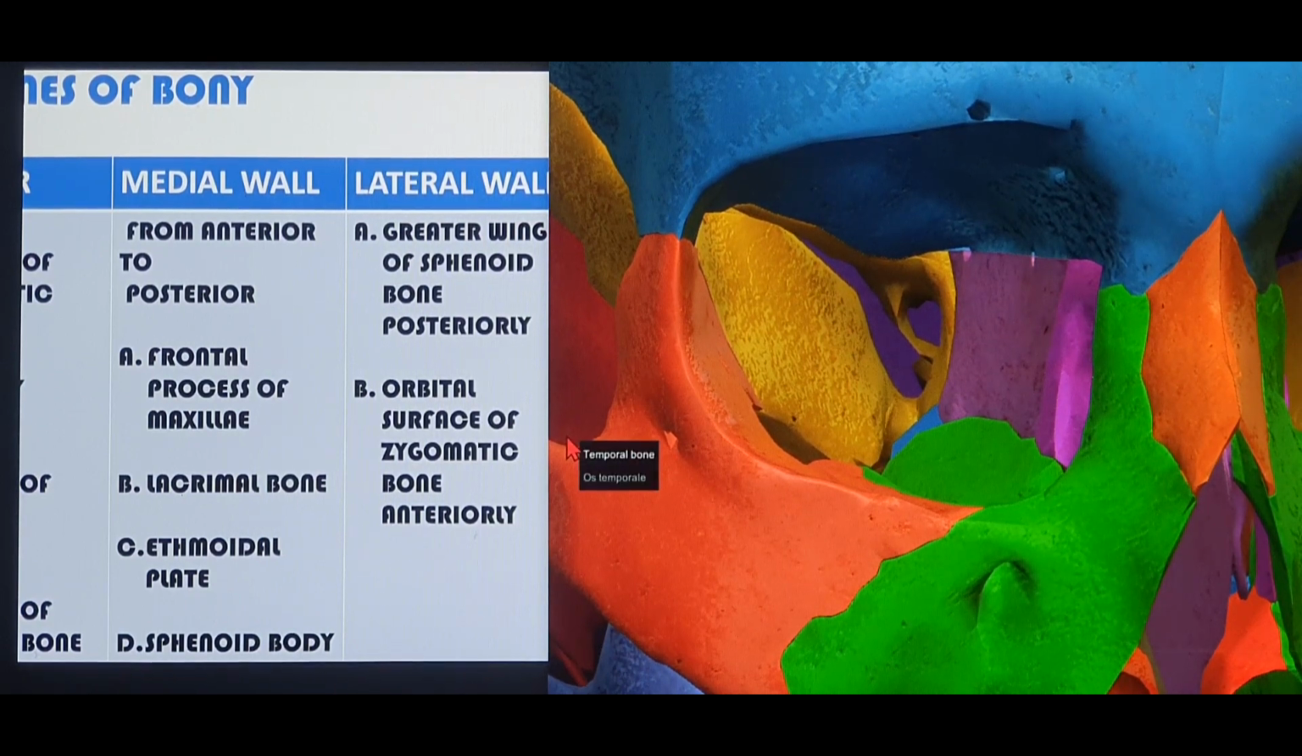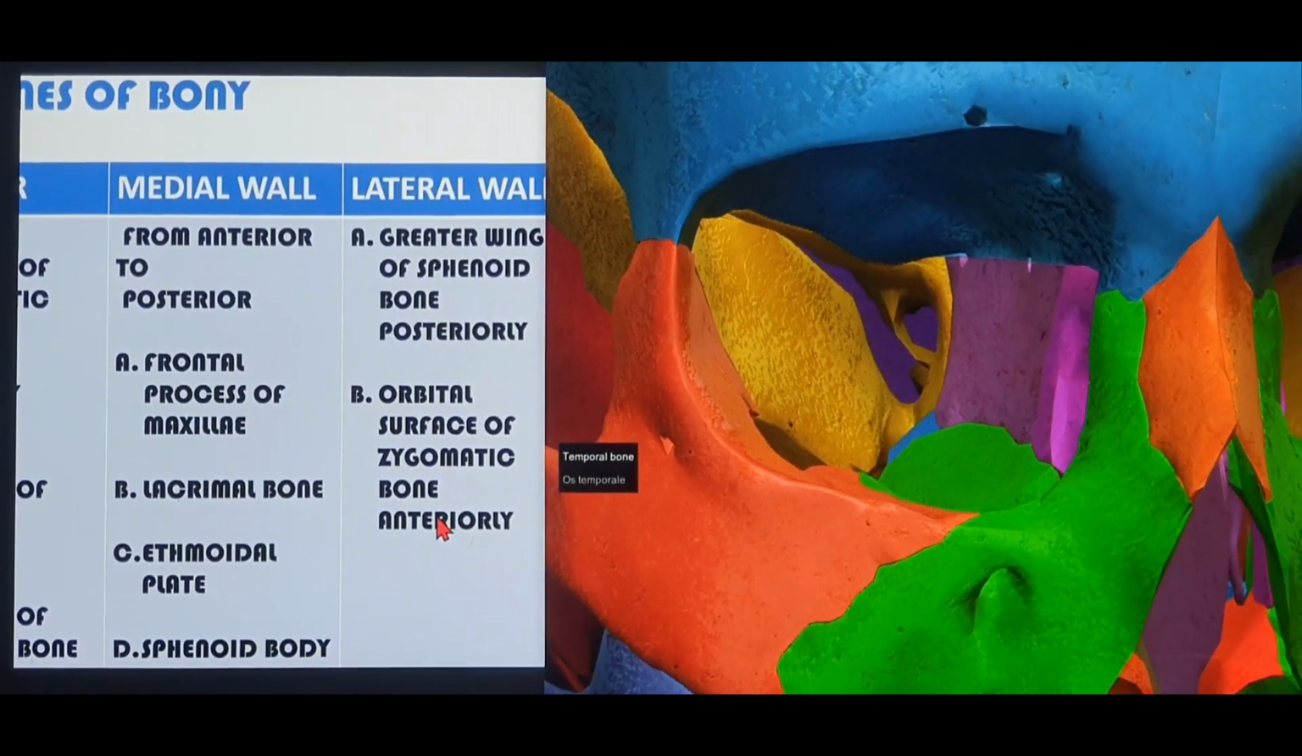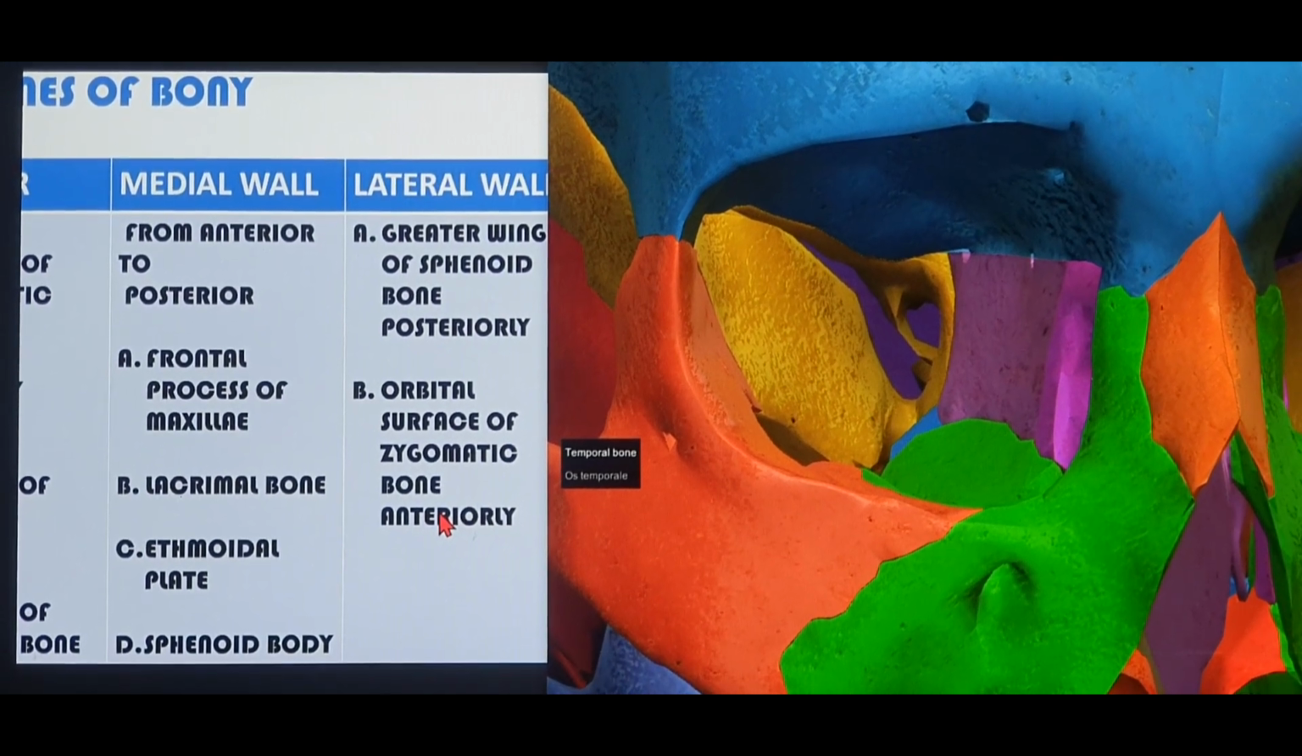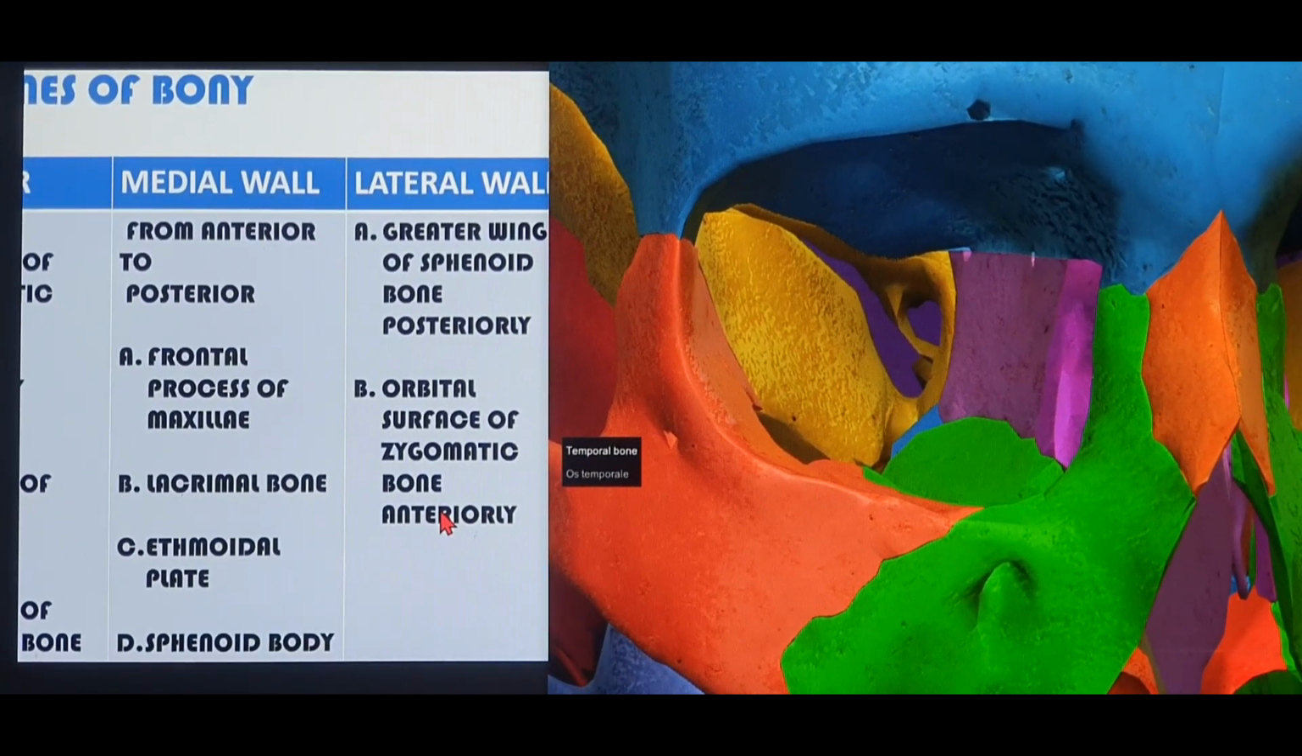Now, once we know which bone forms which wall and which side of the orbital cavity, we need to really understand what is the relationship of these walls to the orbital structures and what landmarks we can have, what foramens, what fissures lie in which wall. So that is also a really important question. It may come in theory, it may come in a Viva question.